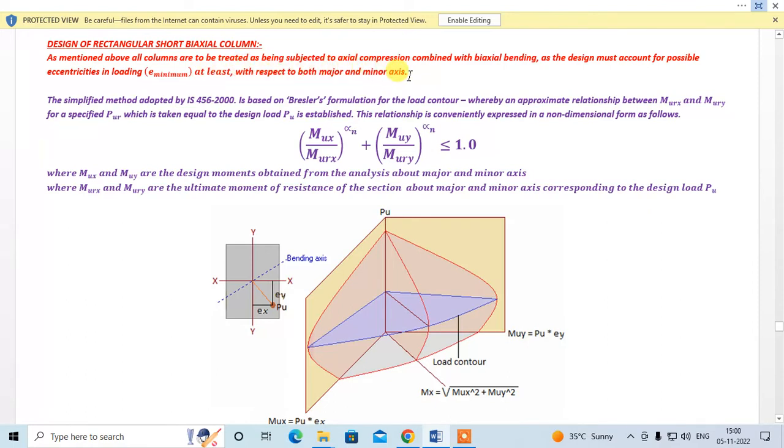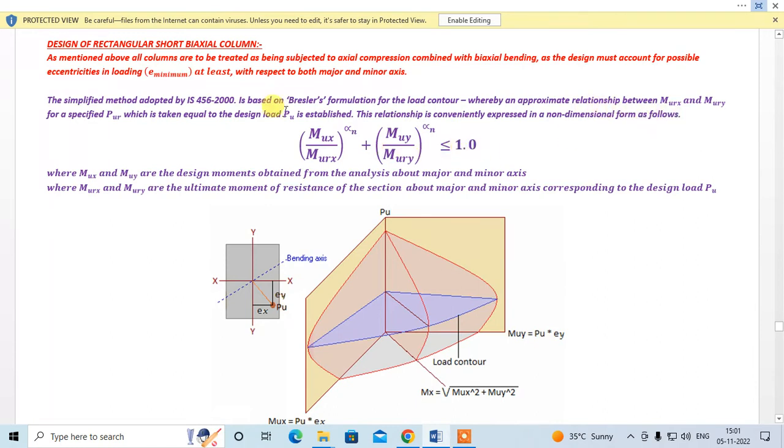Okay. The specified method adopted by IS 456:2000 is based on Bresler's formulation for the load contour, whereby the approximate relationship between MURX and MURY is specified for a specified PUR, which is taken equal to the design load PU. Okay, this relationship is conveniently expressed in a non-dimensional form as follows, right?